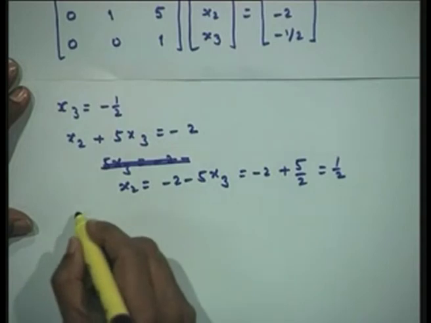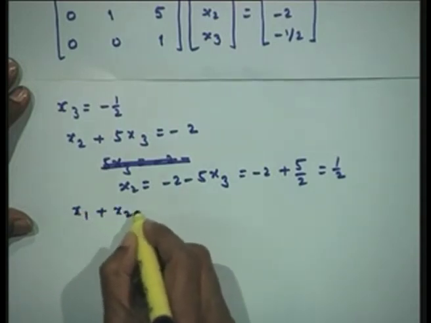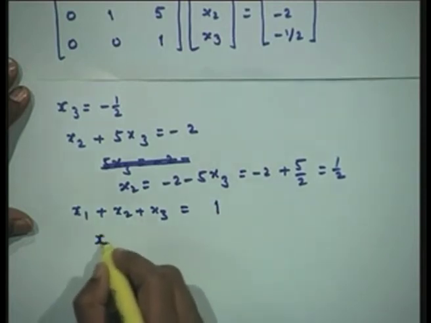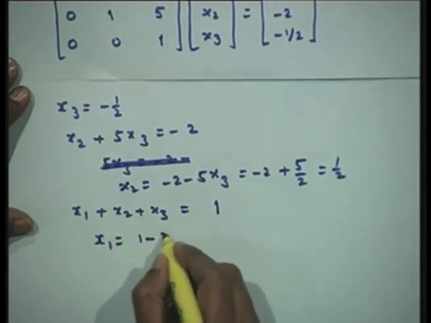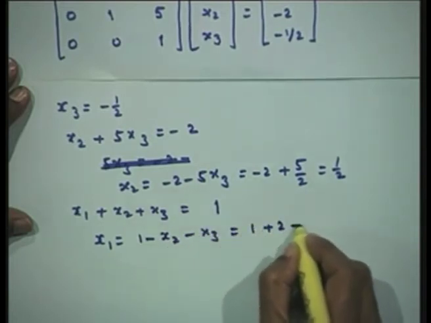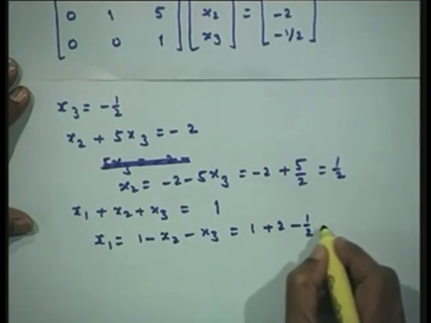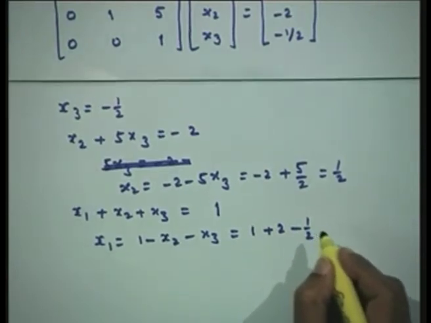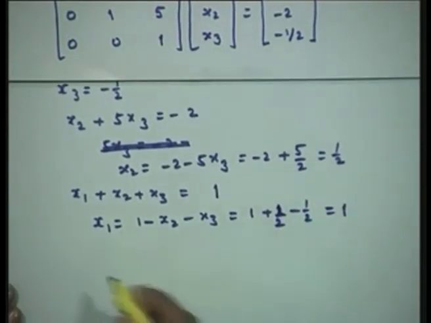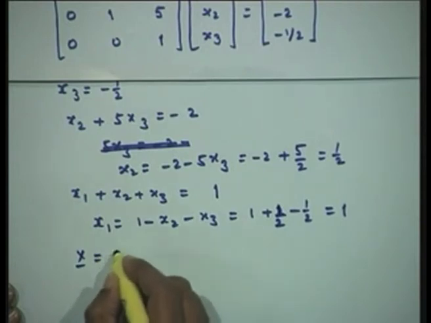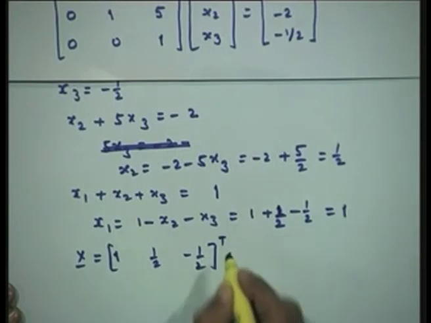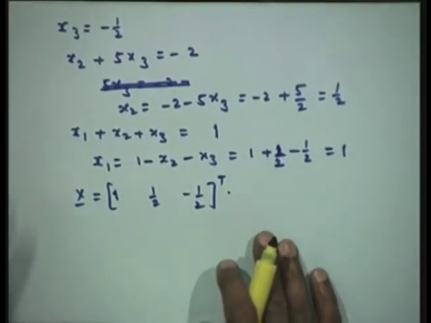Then I go to the first equation, x1 plus x2 plus x3 is equal to 1. Therefore, x1 is 1 minus x2 minus x3. Therefore, we will have 1 minus half plus half, that is equal to 1. Therefore, the solution vector finally is 1, half, minus half.